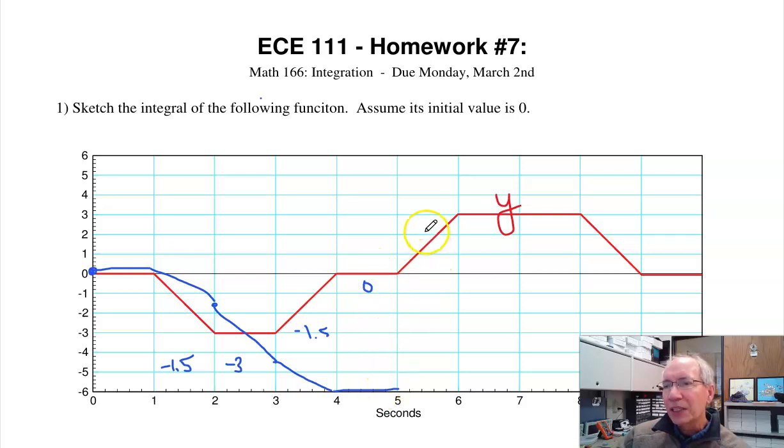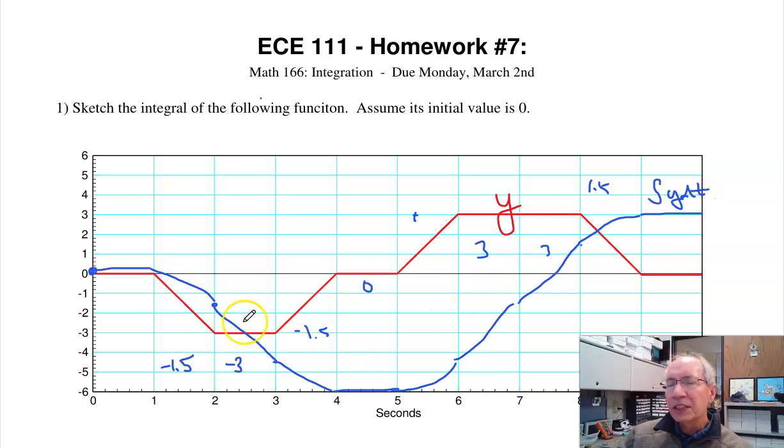If I start adding money, I've added 1.5. I come up 1.5. Add 3. Come up 3. Here's 1, 2, 3. Go up another 3. 1, 2, 3. Add another 1.5. There's 1.5. Then do nothing. There's where I wind up. So this is the integral of y.